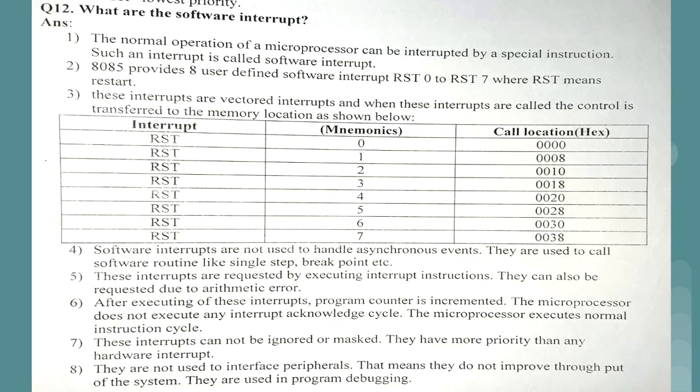To request such type of interrupt, we have instructions present in the instruction set list of the 8085 microprocessor. After executing all these interrupts, the program counter is incremented. So basically, whenever this particular type of interrupt occurs, the program counter is incremented. The microprocessor does not execute any interrupt acknowledge cycle. The microprocessor executes the normal instruction cycle, meaning that because of this instruction, nothing special happens.